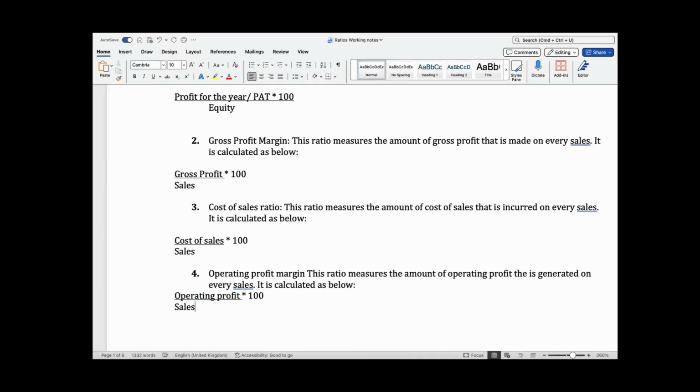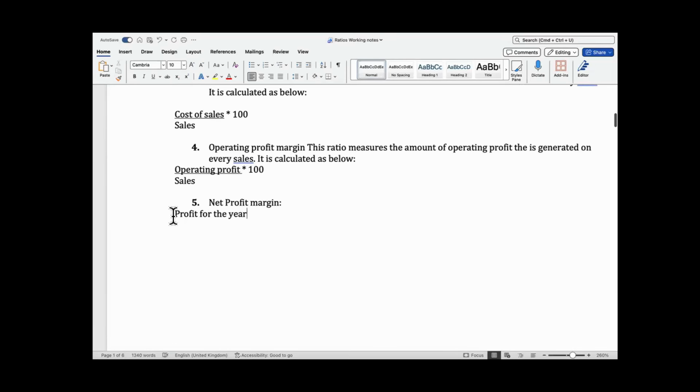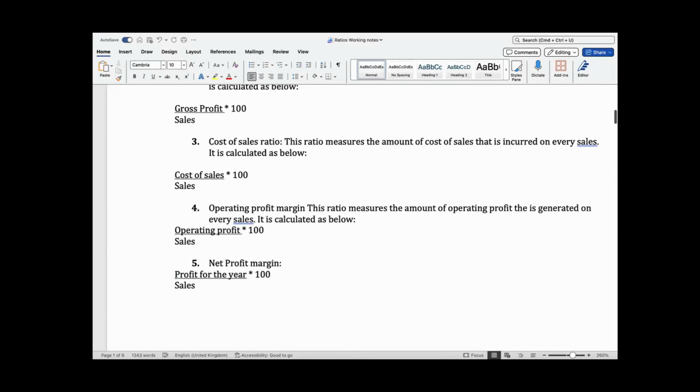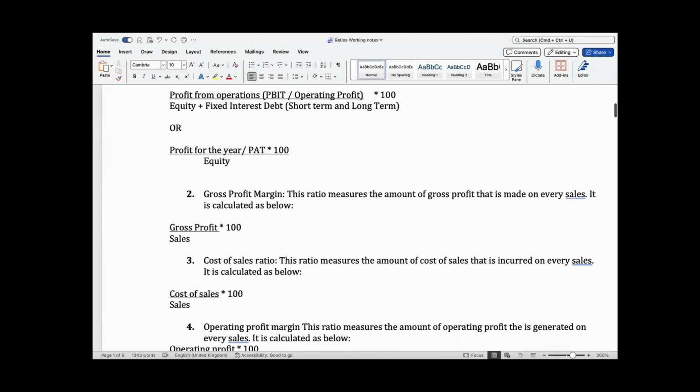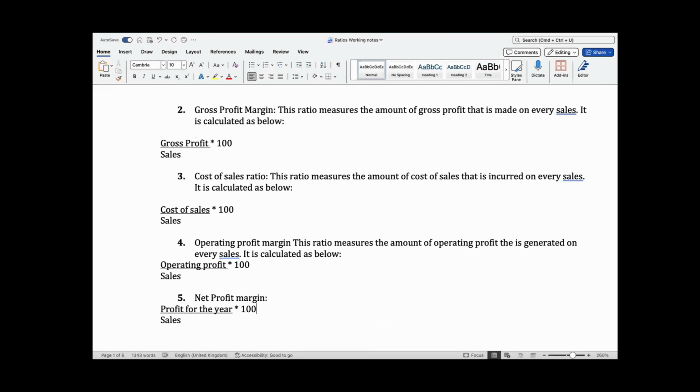multiplied by 100. So if the examiner is funny and also gives you net profit margin, no problem. You just use that. It's the same formula, but now you will use profit for the year divided by sales times 100. All right. So when we solve questions, you will see the differences between these and how they are analyzed, and it is very straightforward.